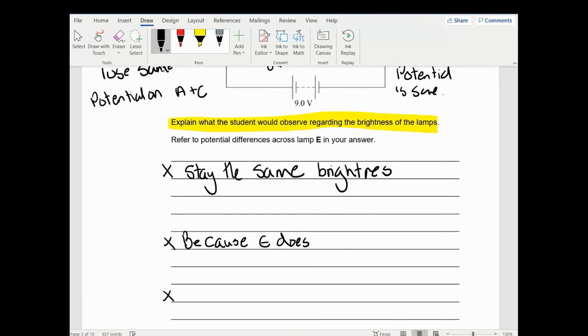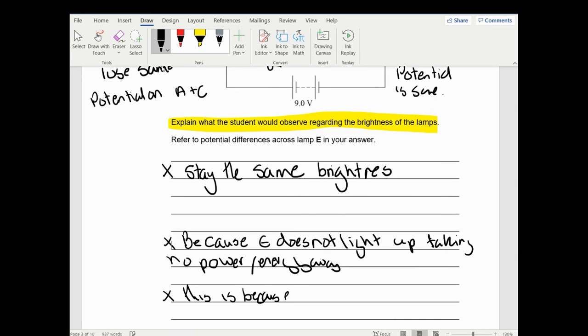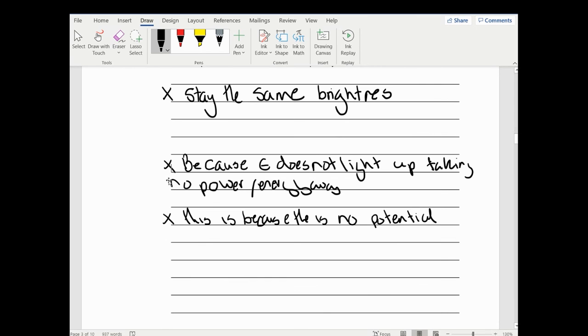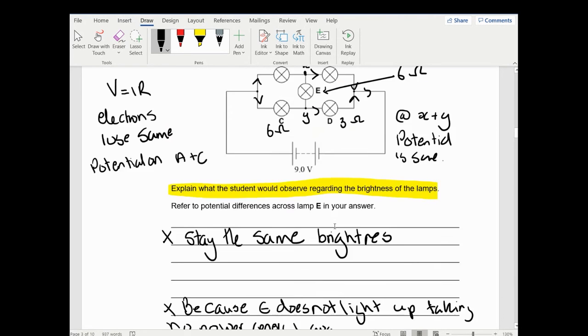E does not light up, taking no power or energy away. This is because there is no potential difference across E. Okay, so there is no actual potential difference across E.